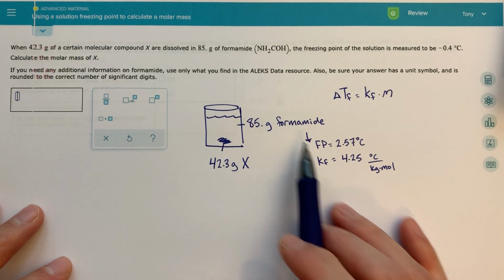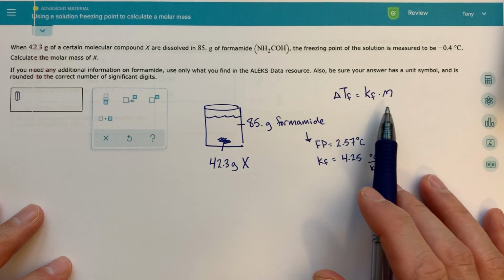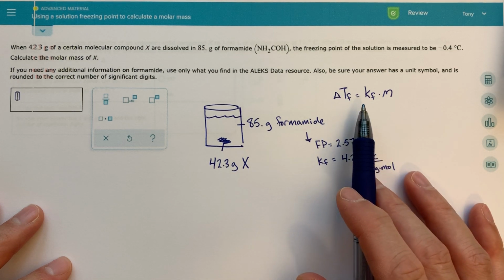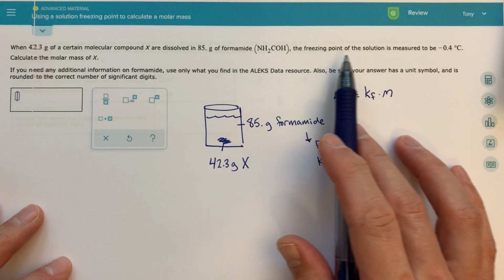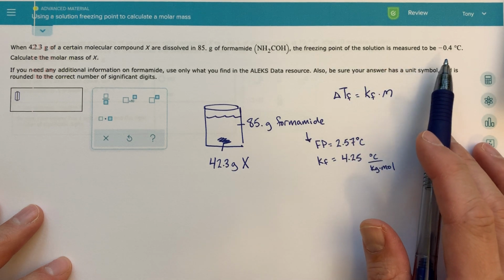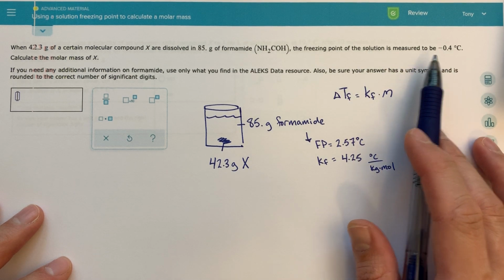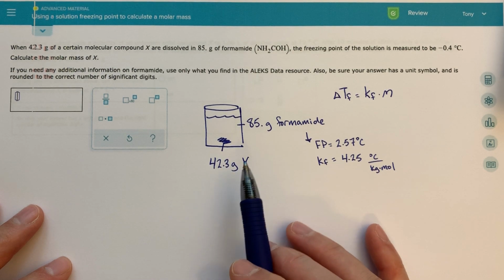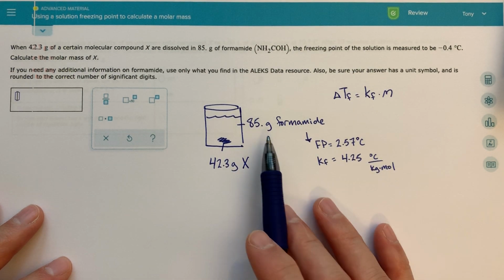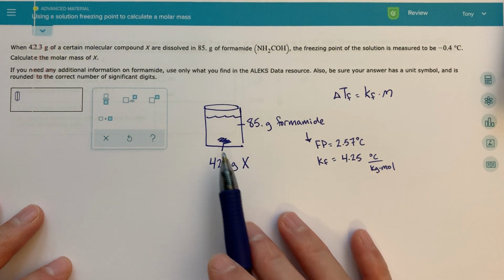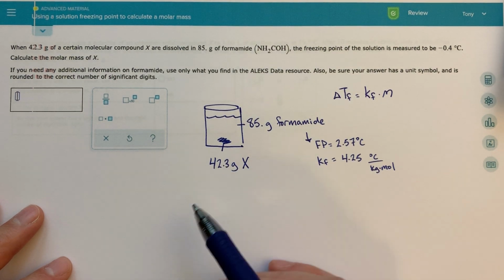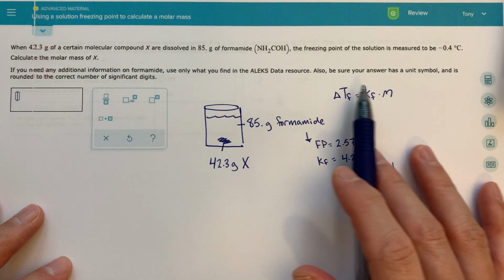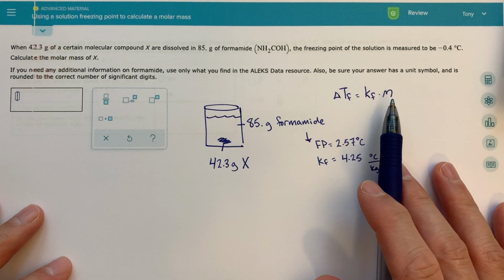In terms of the freezing point depression equation, the reason I know I want to be dealing with it is because we're told that the freezing point of the solution is measured to be minus 0.4 degrees Celsius. That's telling me that when we dissolve this X, it's going to depress the freezing point. We've got a solvent, we've got a solute. When I dissolve it, it's going to depress the freezing point, and we're told what that depressed freezing point is. So that tells me I need to pay attention to this equation here.